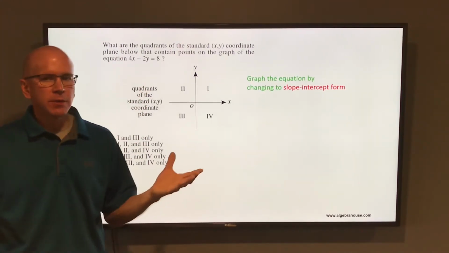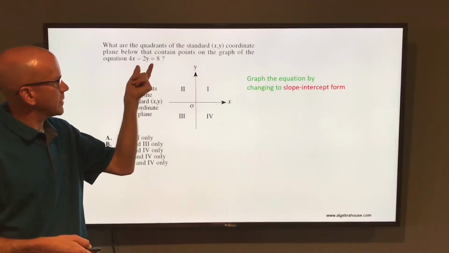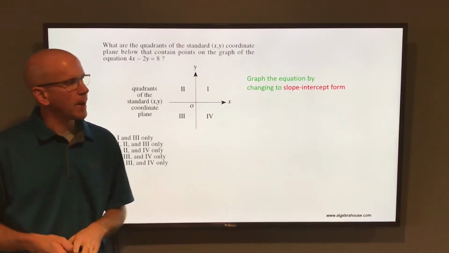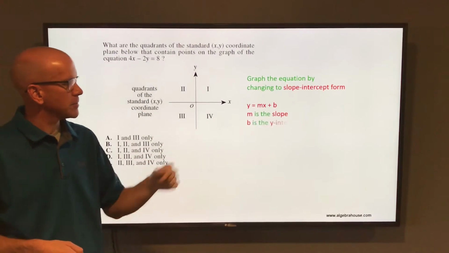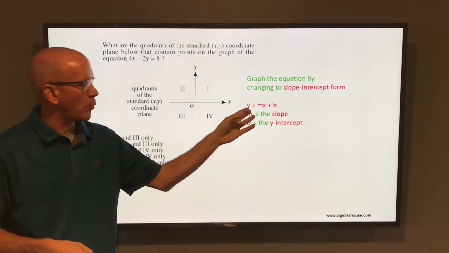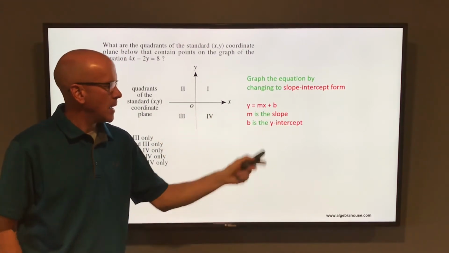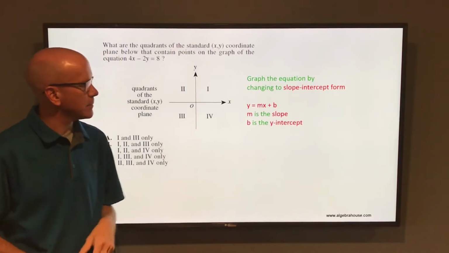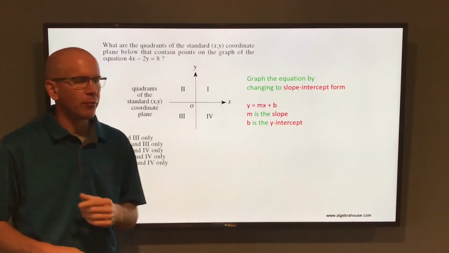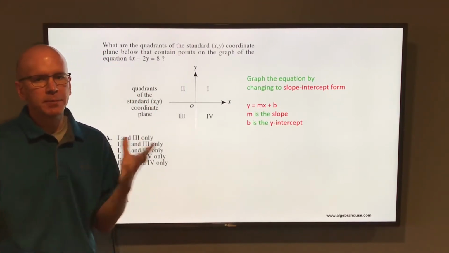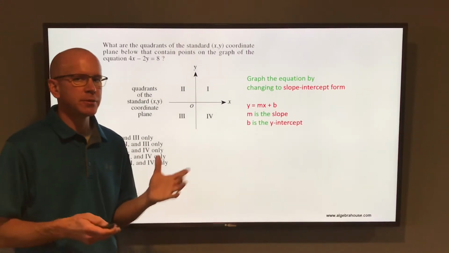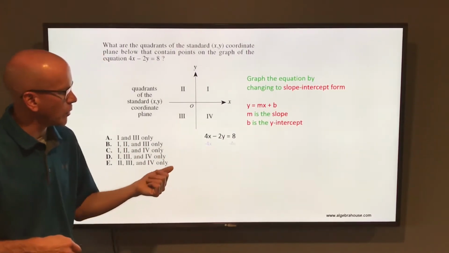There's many ways to do this. One simple way is to get this in slope-intercept form and graph it. So take that equation and get it in slope-intercept form. Remember, in slope-intercept form, y equals mx plus b. M is the slope and b is the y-intercept. So if you get this in slope-intercept form, you're able to see the y-intercept, also see the slope, use those to graph the line.